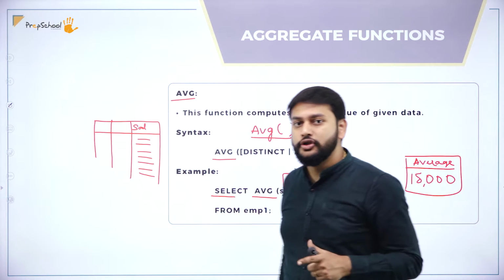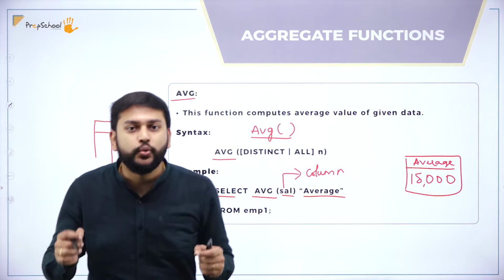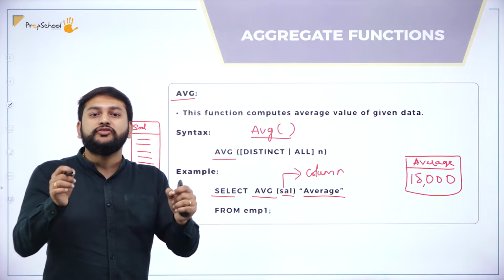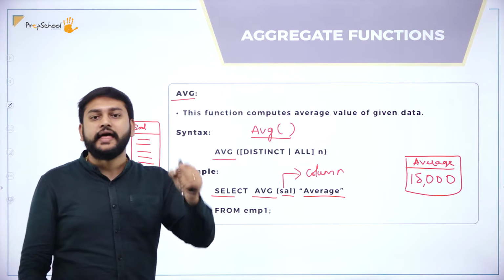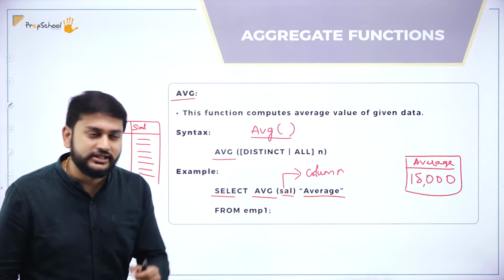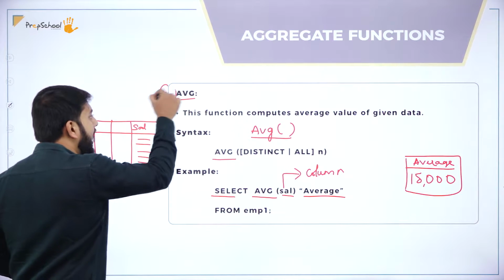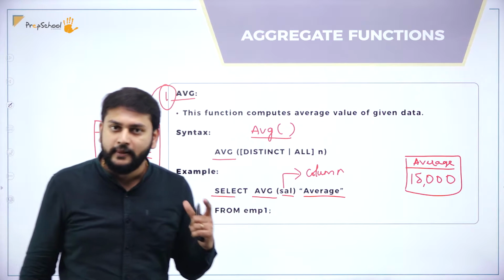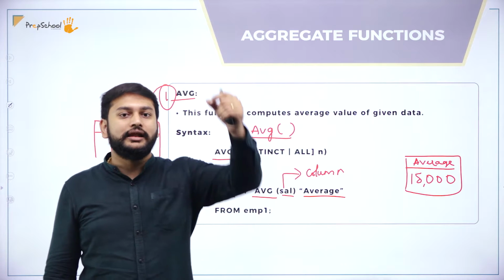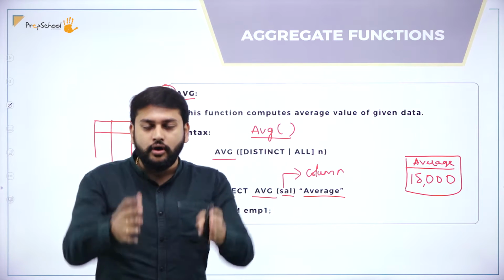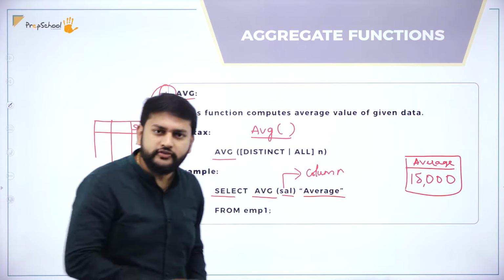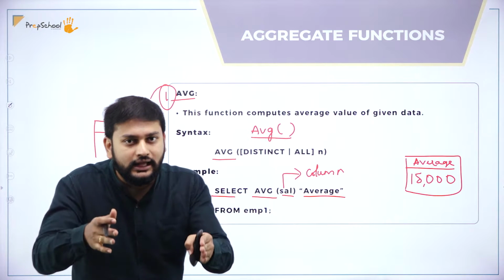What is it that you will use to calculate the average? You will be using the predefined function in the aggregate functions, that is AVG. This is the first aggregate function that you will remember. AVG is used to calculate the average of the column. In the column, whatever values you have, you will calculate the average.